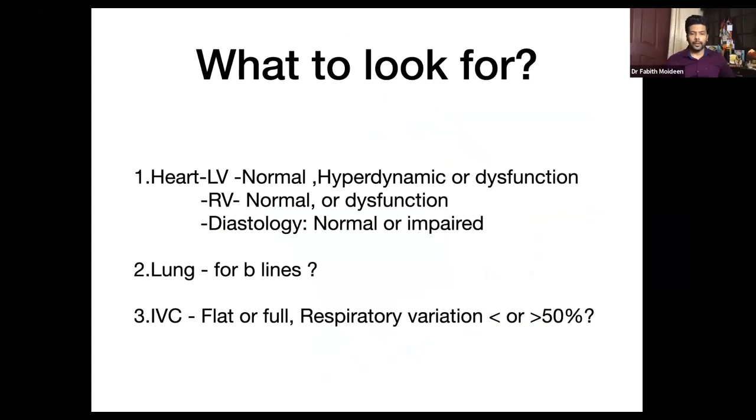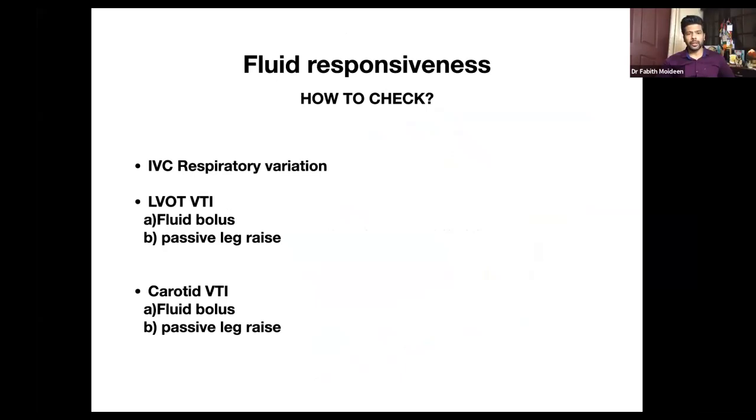Now, one way to look for fluid responsiveness is by IVC respiratory variation. The other thing you can do is the LVOT. You get a four-chamber view, a five-chamber view of the heart at the apex, and then you have to get the aortic VTI. Then you can do a fluid bolus, or you can give a passive leg raise. That means you lift the leg for 1 minute. You do a VTI first, get the number, then lift the leg for 2 minutes and do the VTI again. So that is one way of doing it. You can do it with the carotid artery also.